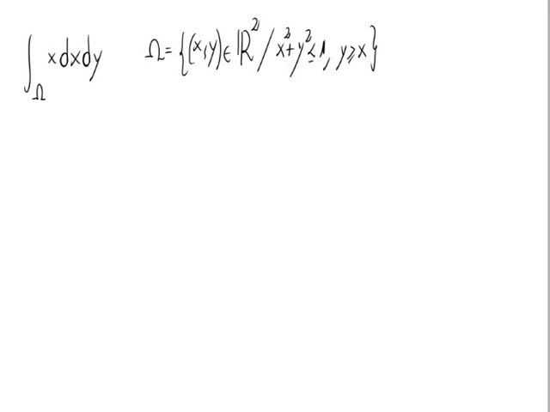Let's calculate the double integral over omega of x, where omega is the set of numbers where x and y are from the set of real numbers R squared, where x squared plus y squared is smaller or equal to 1, and where y is bigger or equal to x. When having a double integral, what we have to do is know what we're integrating in, that is, knowing the set of numbers we are integrating.